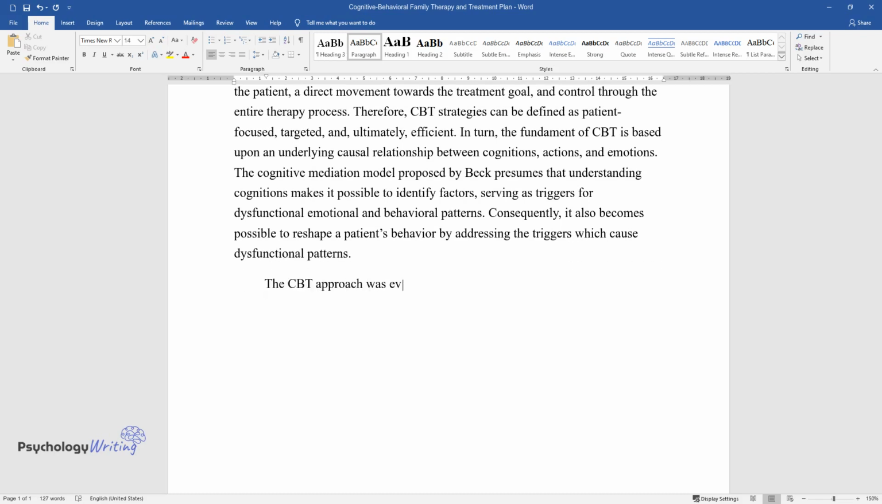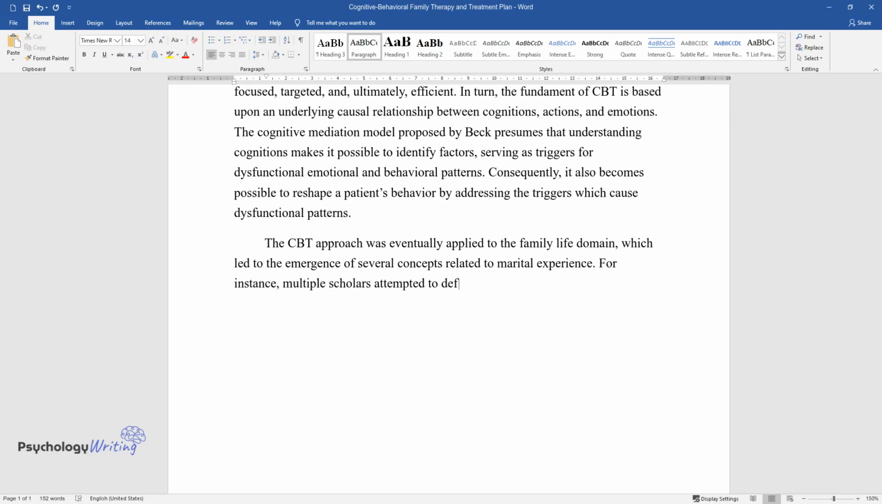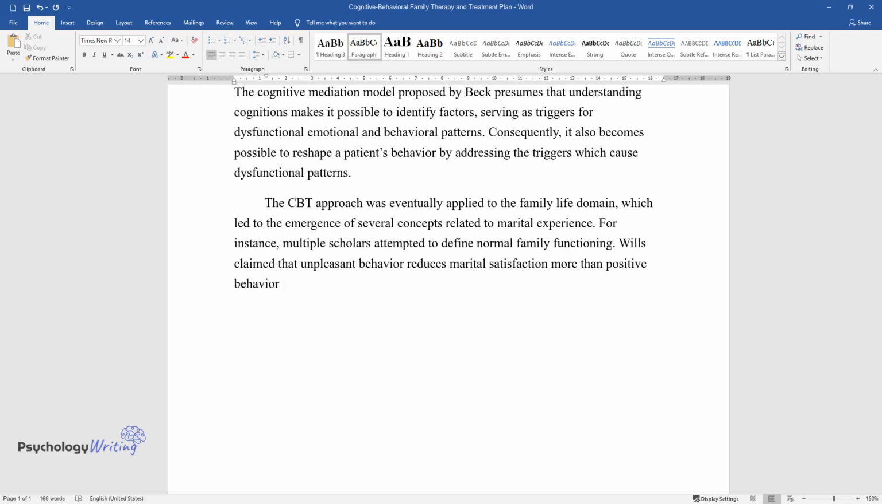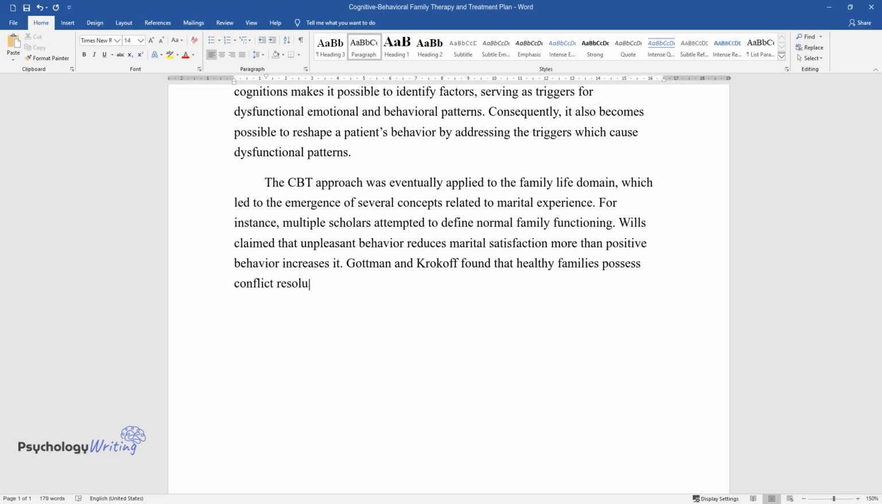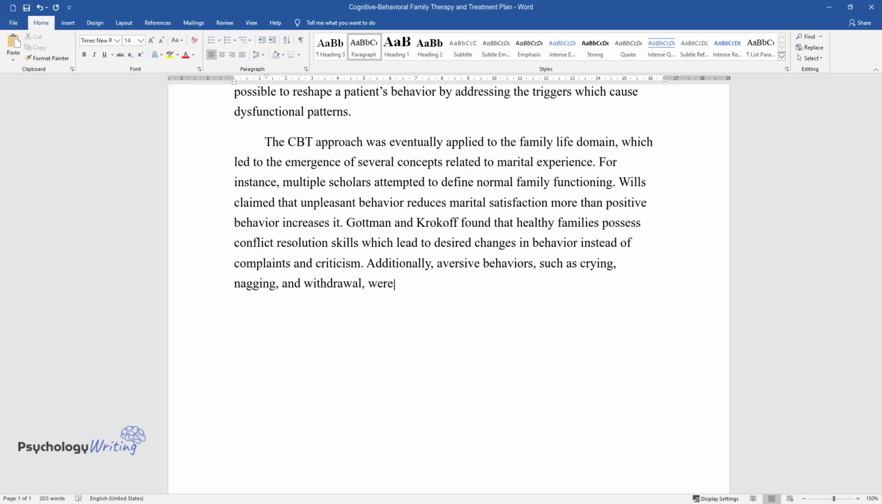The CBT approach was eventually applied to the family life domain, which led to the emergence of several concepts related to marital experience. For instance, multiple scholars attempted to define normal family functioning. Wills claimed that unpleasant behavior reduces marital satisfaction more than positive behavior increases it. Gottman and Krakow found that healthy families possess conflict resolution skills which lead to desired changes in behavior instead of complaints and criticism. Additionally, aversive behaviors, such as crying, nagging, and withdrawal, were found detrimental to marital happiness.